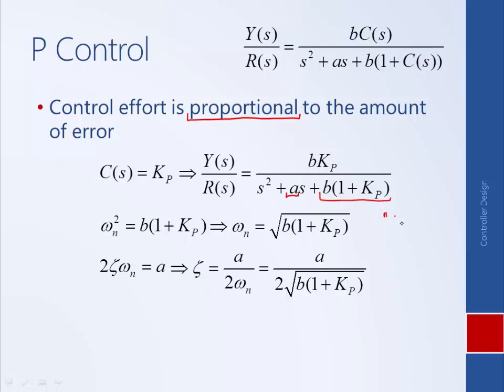So we can think of this as making the system stiffer. We can also think of increasing Kp as decreasing the damping. And these sorts of results are sort of intuitive. So by making the control effort proportional to the amount of error, if we increase Kp, it'll react harder to a specific amount of error. So for a given amount of error, we get a given amount of control. We increase Kp for that same amount of error, we're going to apply more control.